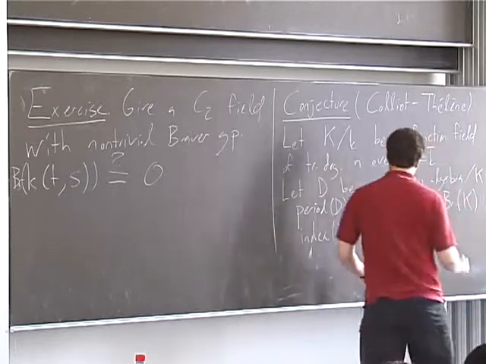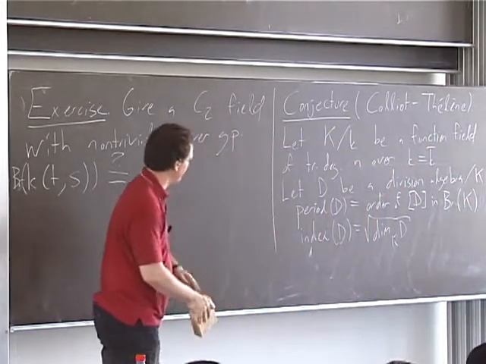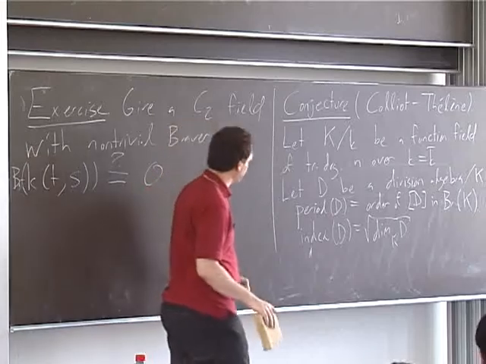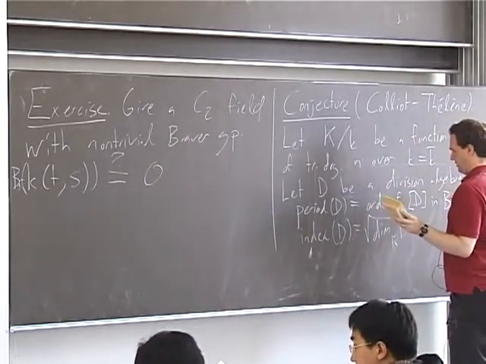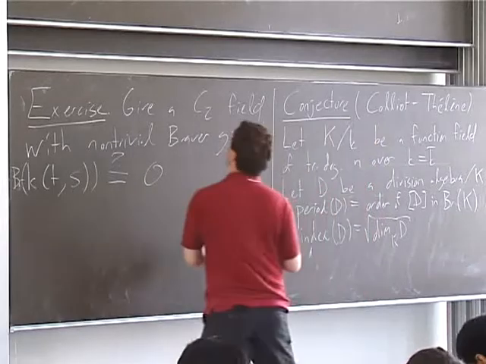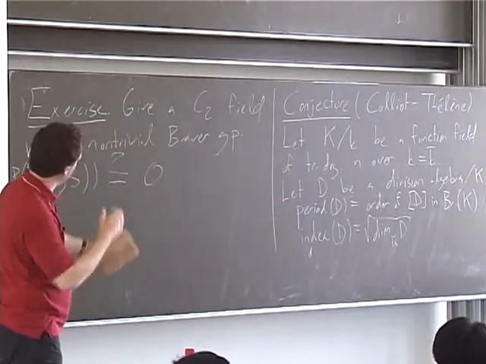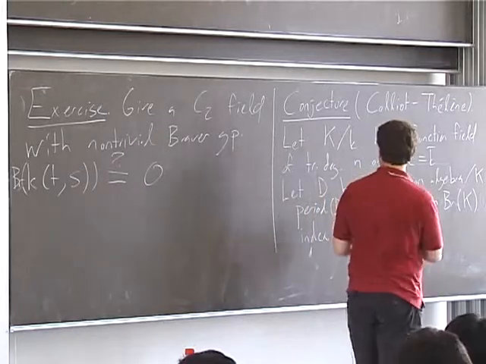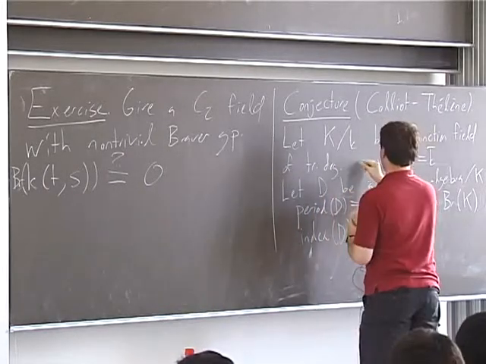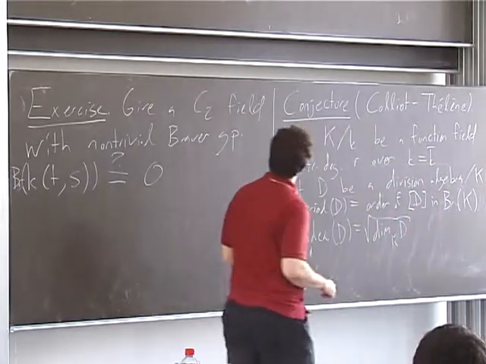So D, when you base change to the separable closure, is a matrix algebra, n by n matrices, and the index is just that integer n. And so one consequence of Tsen's theorem is that if you consider the case when, let me call this r, when r is equal to 1, then the Brauer group is trivial.